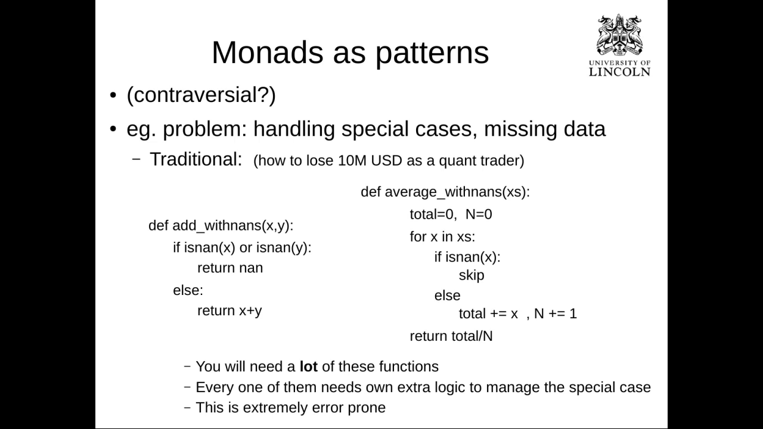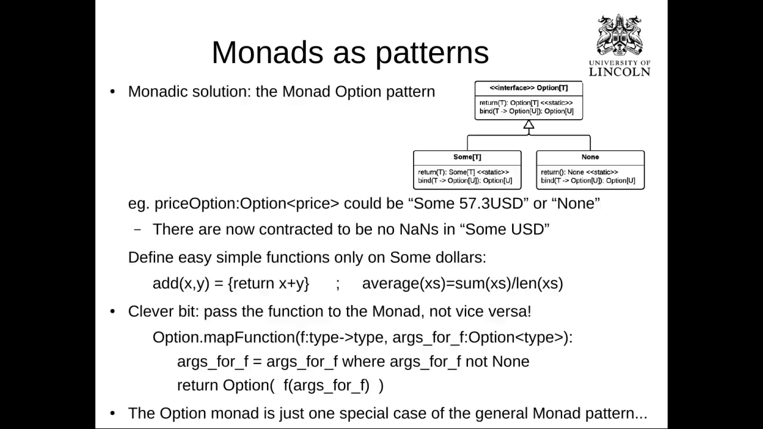A better way to address the problem of missing data, which I only came across after doing that work, but I wish I'd known about at the time, is the option monad. Again, we're going to view this purely as a design pattern in this lecture. Here's a UML diagram for the monad option. The idea is we take a basic type, such as prices. Maybe prices are represented as fixed point numbers, whatever.